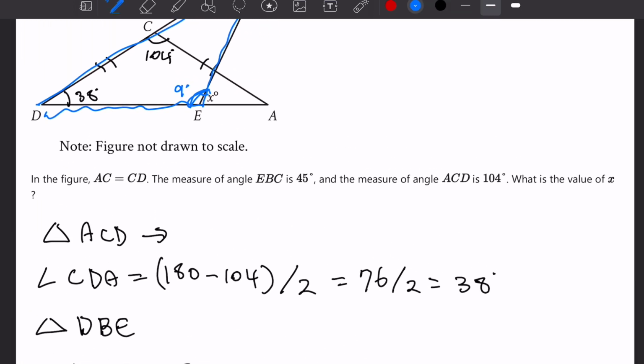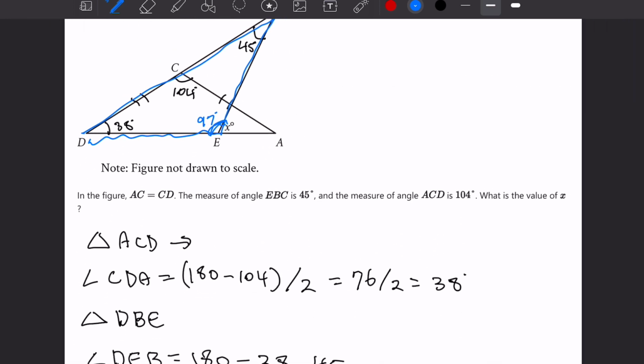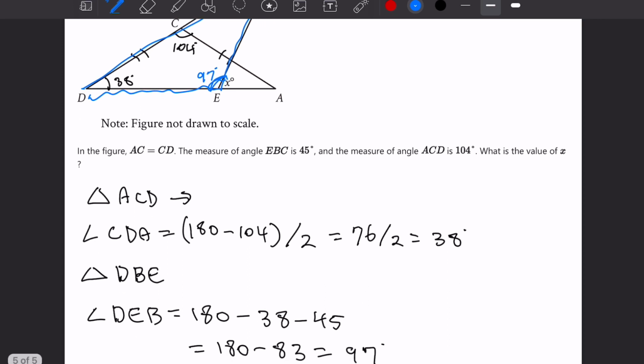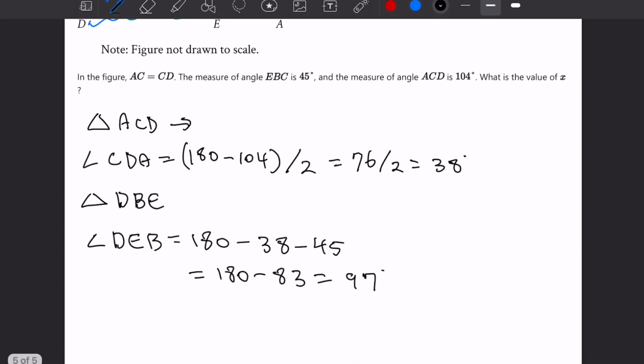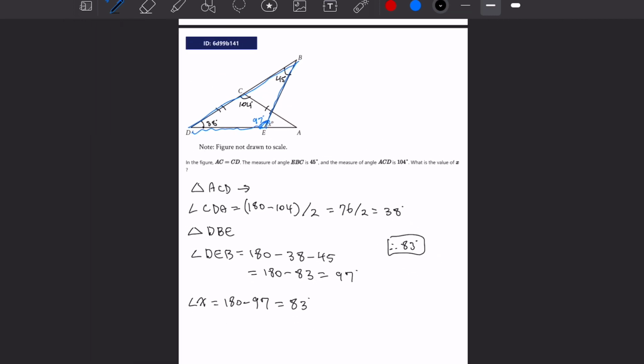So here 97 degrees, and the x is the opposite angle of that. So in a line, the angle x would equal 180 minus 97, which is equal to 83. So the final answer would be 83 degrees. So here you just have to find different triangles and try to find the angles that you don't know.